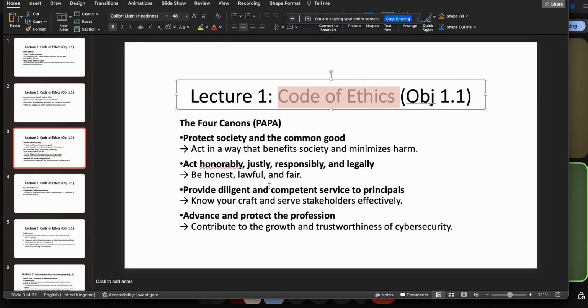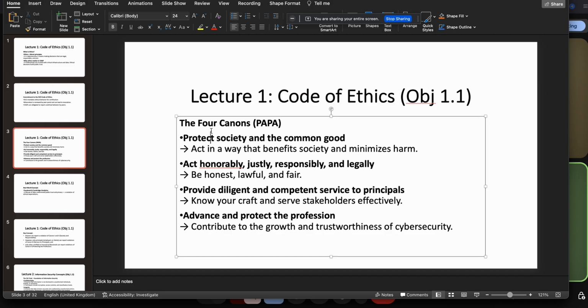100% you will get 1 or 2 questions. Okay, so what does code of ethics mean? What does ISC2 expect from an ISC2 certification holder or CISSP certification holder? They have 4 principles. The easiest way to remember the 4 canons is PAPA.